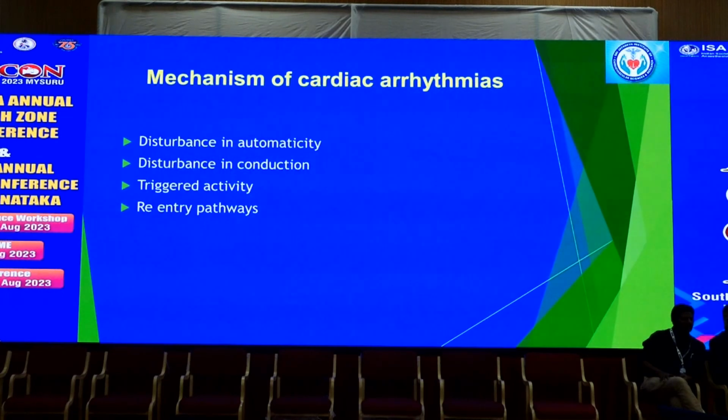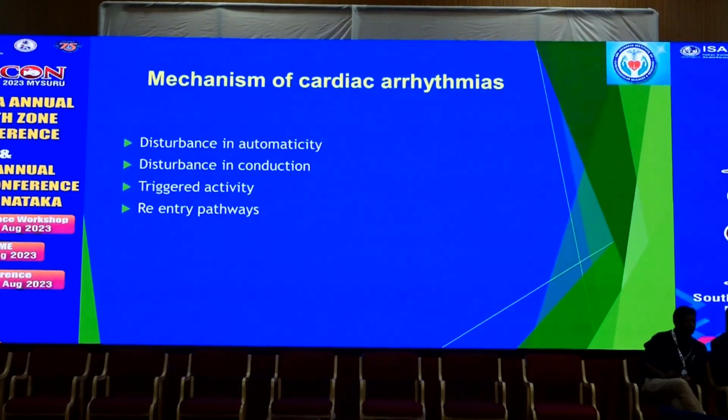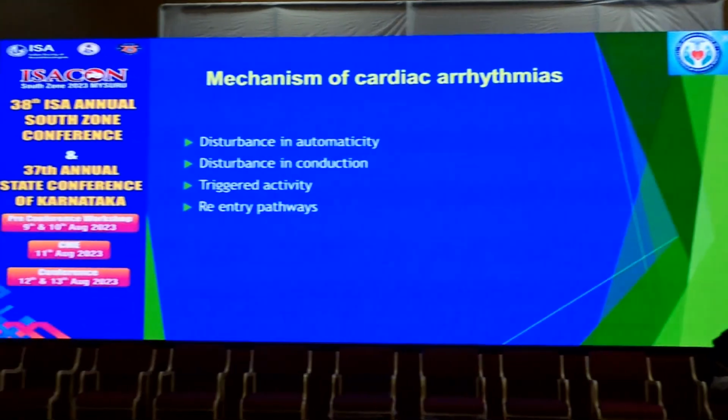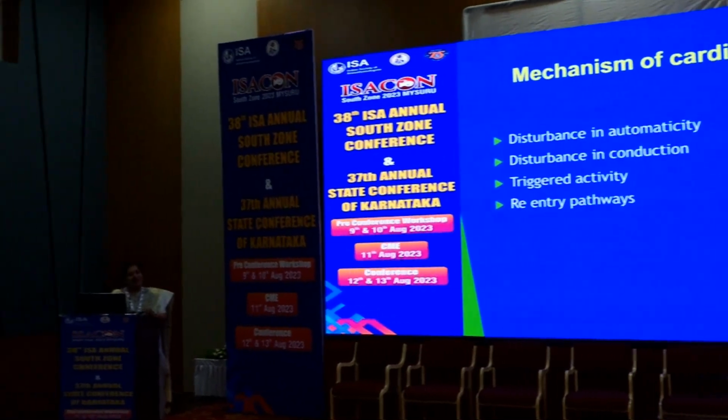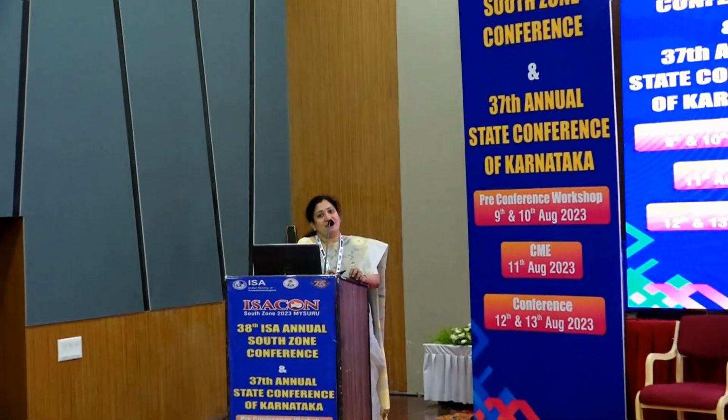Now, I want you to concentrate mainly in this session on the mechanisms of cardiac arrhythmias. Once you know the mechanisms of cardiac arrhythmias, it is easy for you to understand the mechanism of antiarrhythmics and the situations in which these drugs can be used. So there are only 4 mechanisms of cardiac arrhythmias: disturbance in automaticity, disturbance in conduction, a mechanism called triggered activity, and re-entry. One by one I want to talk.